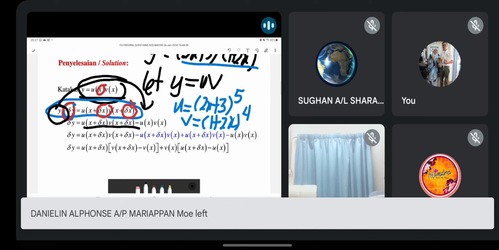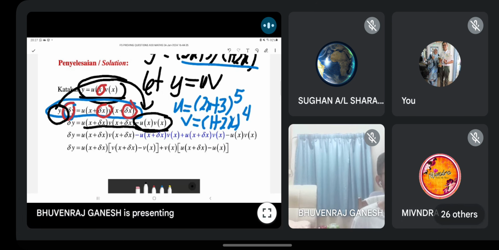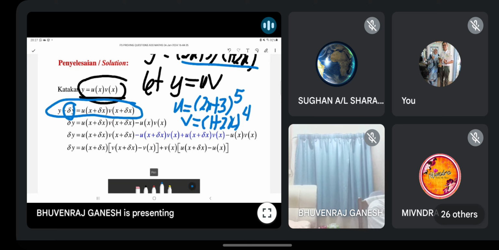Am I right? So can you see over here? They shift the y to the right hand side. This is your y. Why is that your y? Because you already make the assumption here. Do you all see this? Over here, you make this assumption. That's why minus y is this one.